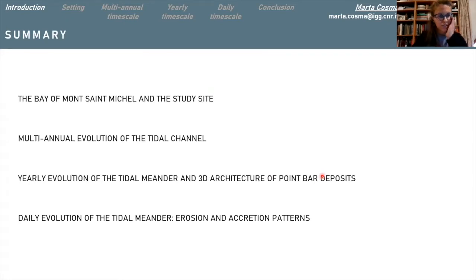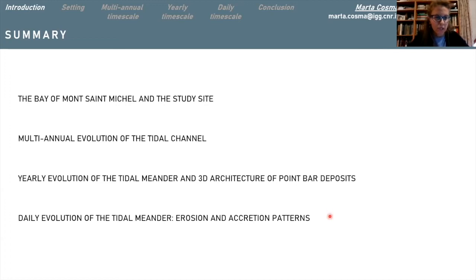So this is the summary of my presentation. I'm going to give you a brief introduction of the Bay of Mont-Saint-Michel and the study sites. And then I will go through the multi-annual evolution of tidal channels made using essentially aerial photos. And then I will show you the early evolution of the study tidal meander and the 3D architecture of the point bar deposits using Lidar surveys and sedimentary cores.